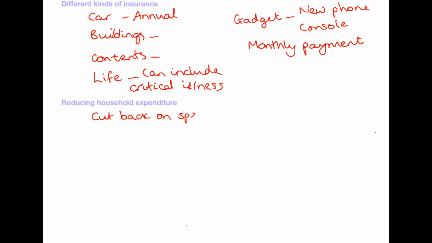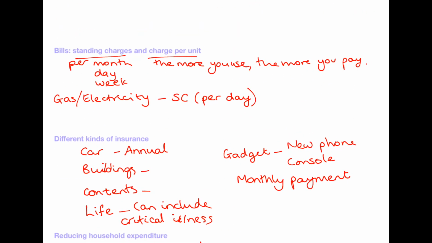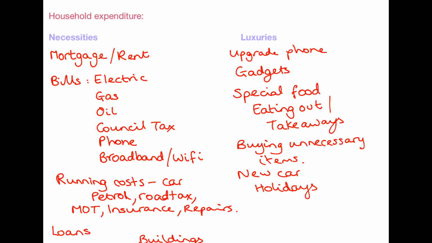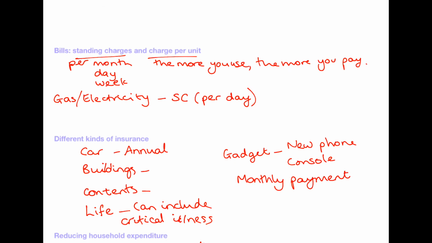Okay, but we know that we can't cut back on spending the essential things that we looked at, the necessities, we can't not pay those. Okay, so we could cut back on spending on luxuries. Like we looked at here, all these things in the luxuries column, we could cut down what we're spending on those.